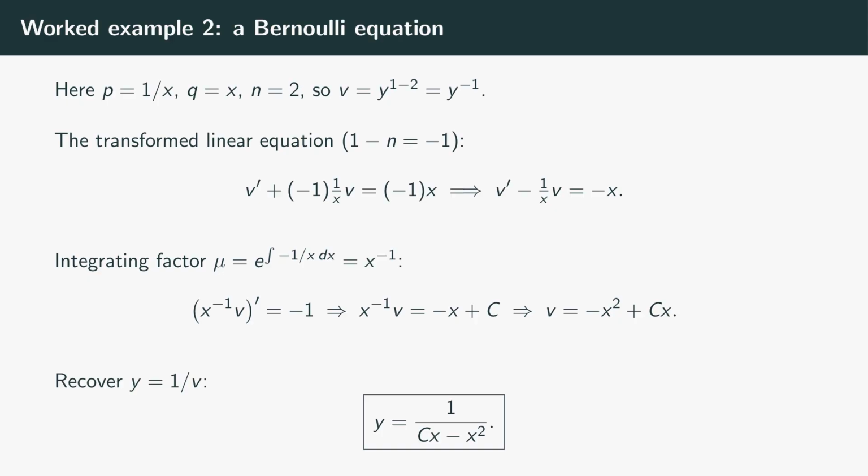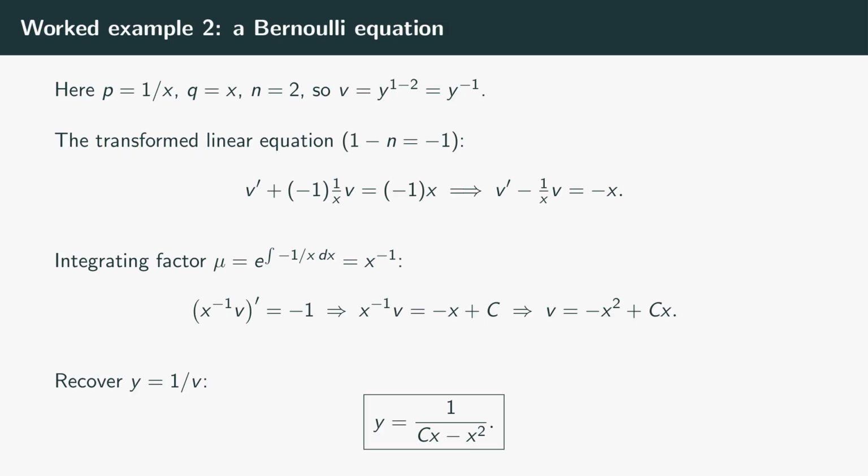Let us run a full Bernoulli example. The equation is y prime plus 1 over x times y equals x times y squared. Read off the parts. P is 1 over x, Q is x, and n is 2. So the substitution is v equals y to the 1 minus 2, which is y to the minus 1, the reciprocal of y. Since 1 minus n is minus 1, the transformed linear equation is v prime plus minus 1 times 1 over x times v equals minus 1 times x. That simplifies to v prime minus 1 over x times v equals minus x.